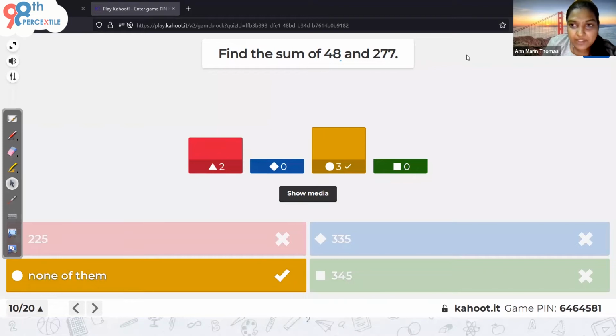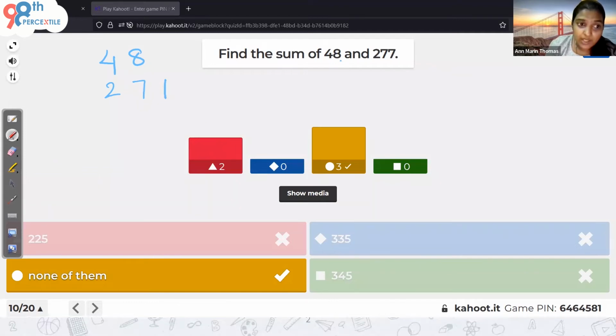We have 48 here. We have 48 and then 277. All right, children, if I write it this way, 277. Is this right? Is this the right way to do it?